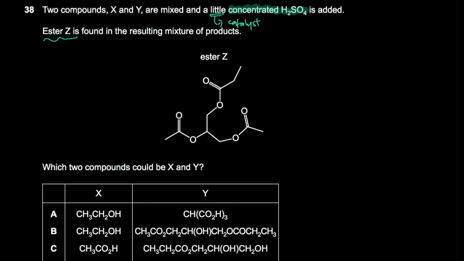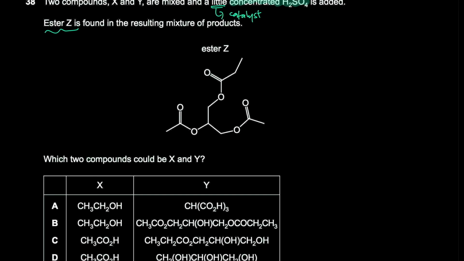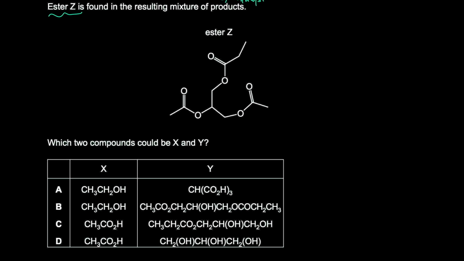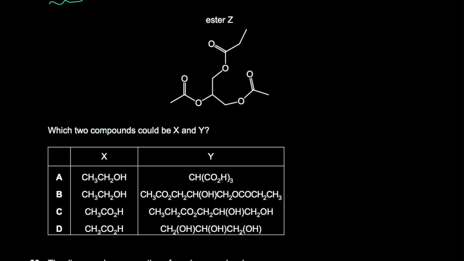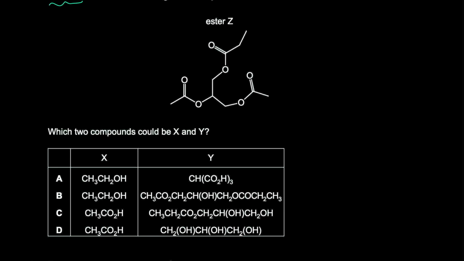So we know concentrated sulfuric acid is a catalyst for esterification. So that means that we have an alcohol and a carboxylic acid group reacting, right? Now, if you notice, when you look at ester Z, you have a triester. This is an ester linkage, this is an ester linkage, and this is an ester linkage. But what you can see here is that there's no possibility of ethanol here.